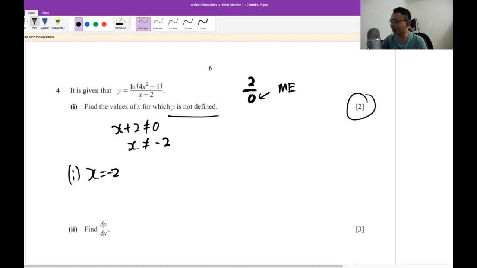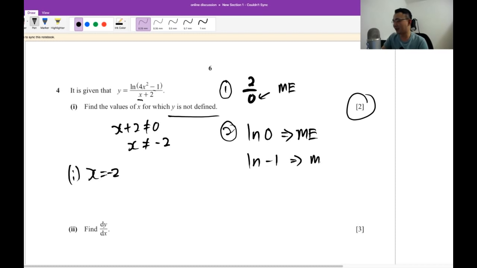So that means when x is negative 2 here, you will get undefined, because your bottom denominator cannot be 0. This is the first information. The second information is you can type in your calculator ln 0. If you type ln 0, the calculator will tell you it's math error as well. You can type ln negative 1, and the calculator will tell you it's math error also. Because for log or ln, the value inside here, let's say I call it k, k must always be bigger than 0. Cannot be bigger or equal to 0. It must be bigger than 0.